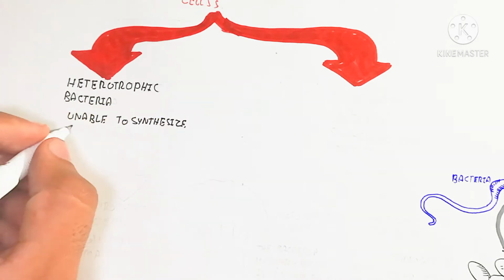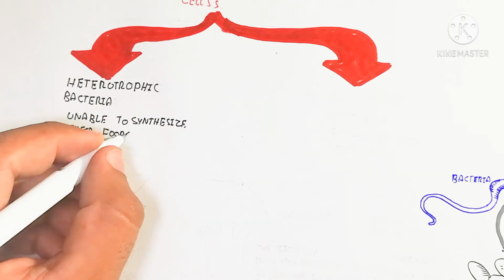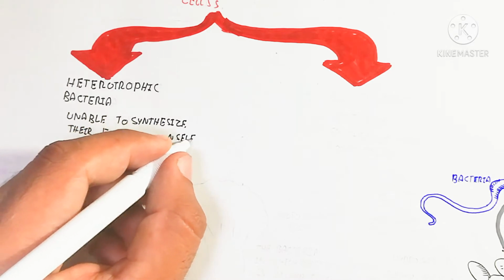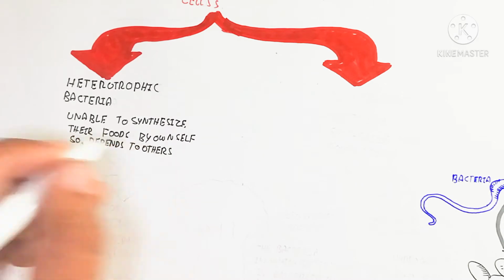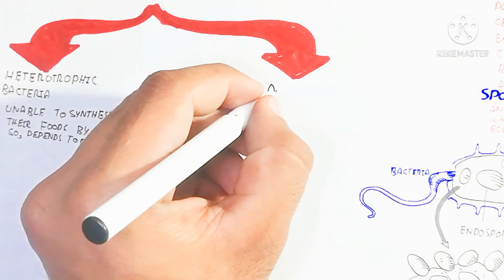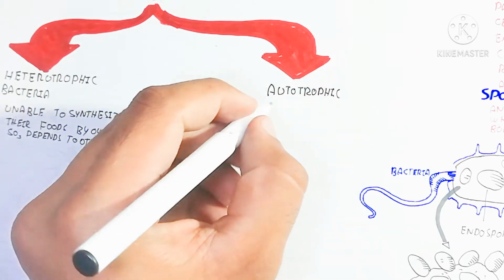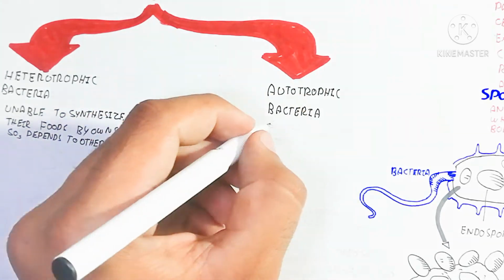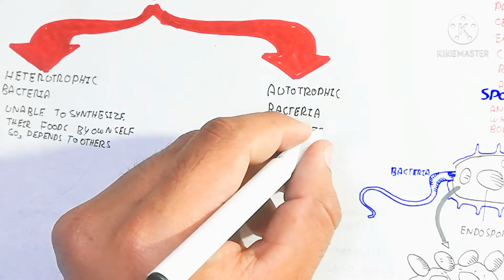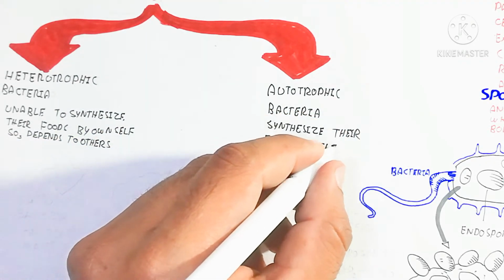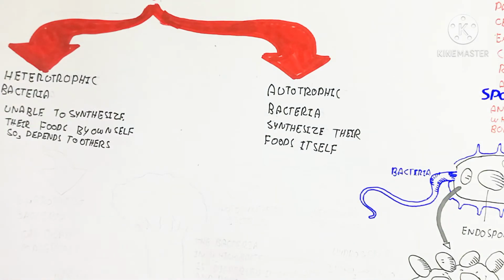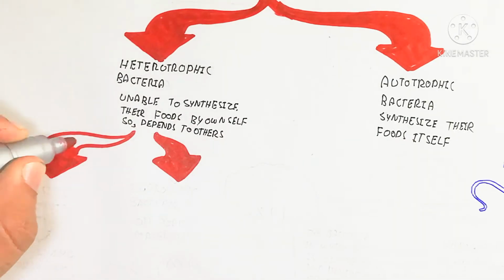On the basis of nutrition, bacteria are of two types: heterotrophs and autotrophs. Heterotrophic bacteria are unable to synthesize their own food, so they depend on others, for example a host, as parasites, while autotrophic bacteria synthesize their food themselves. This is done by the light reaction, using light for photosynthesis.